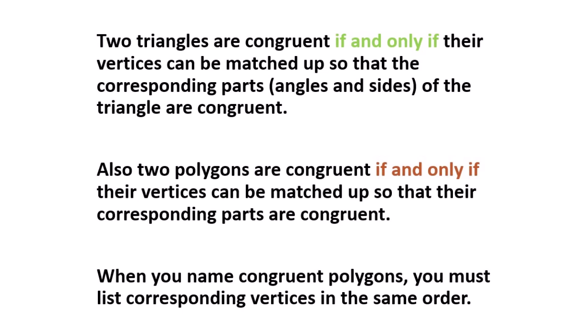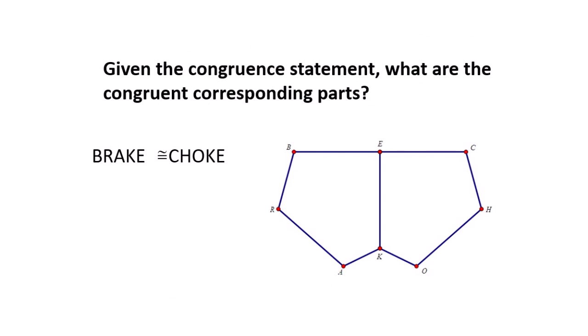So the first one, two triangles are congruent if and only if, so there's a biconditional, their vertices can be matched up so that the corresponding parts, the angles and the sides of the triangle, are congruent. Also, two polygons are congruent if and only if their vertices can be matched up so that their corresponding parts are congruent. And once again, corresponding parts are angles and sides of a polygon. So when you name congruent polygons, you must list corresponding vertices in the same order. Okay, very important.